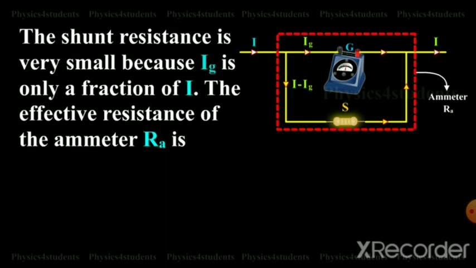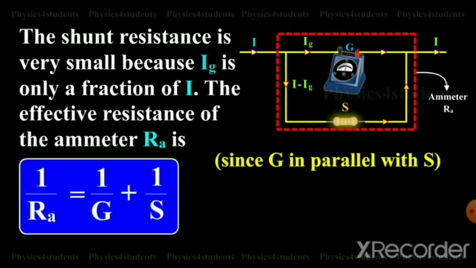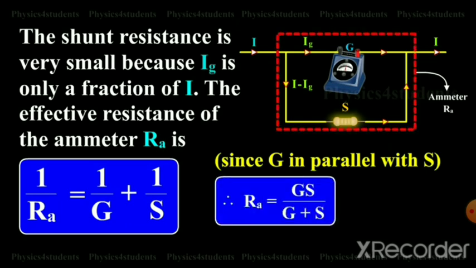The effective resistance of the ammeter Ra is G in parallel with S. 1/Ra = 1/G + 1/S. Ra = GS / (G + S). Ra is very low, and this explains why an ammeter should be connected in series. When connected in series, the ammeter does not appreciably change the resistance and current in the circuit. Hence, an ideal ammeter is one which has zero resistance.